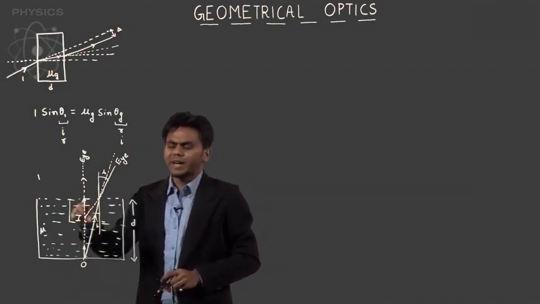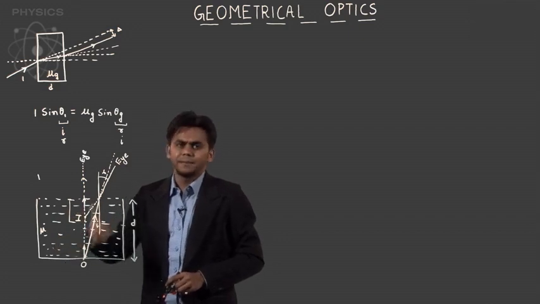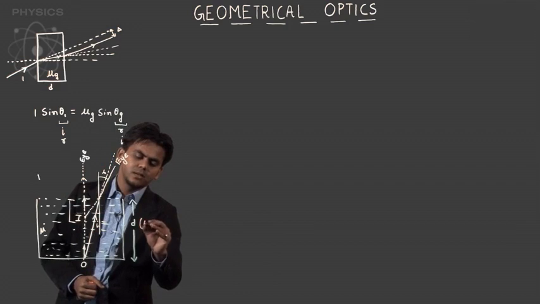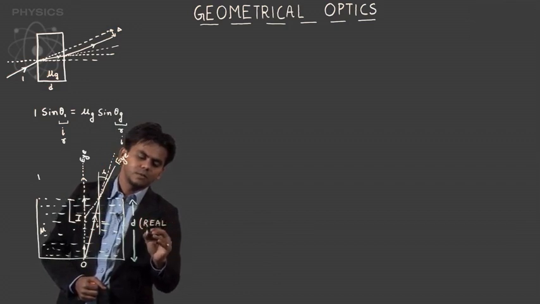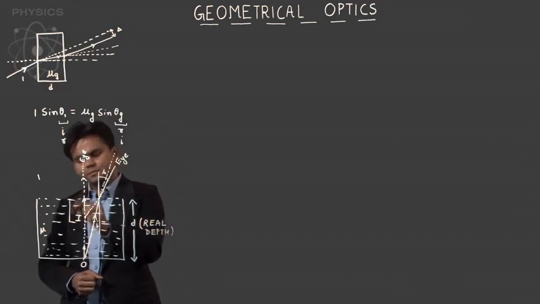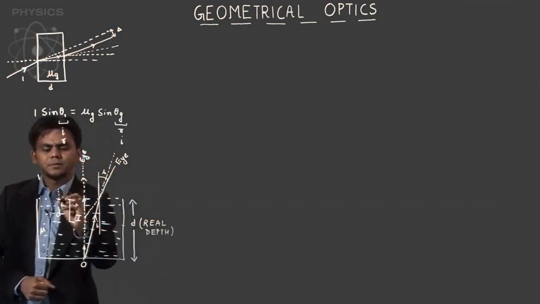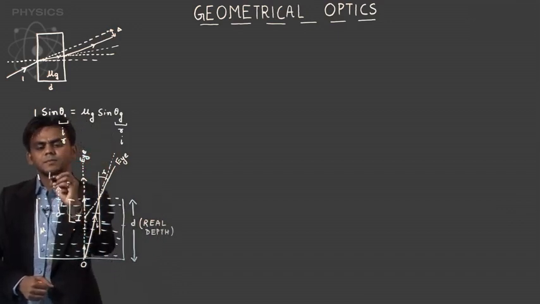So I have to find the shift in terms of depth. This is my real depth. I can write this D as real depth. And this thing over here, I can simply write D prime, or D dash, whatever you say. This is your apparent depth. And I have to calculate the value of apparent depth. How would I do that?